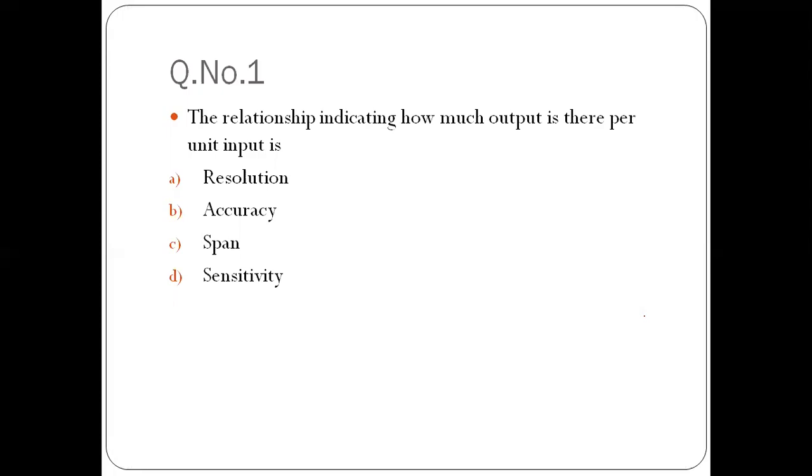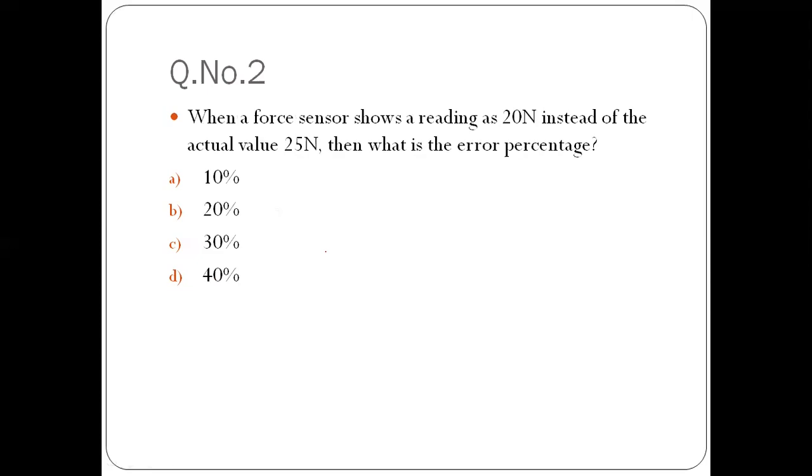Accuracy is nothing but the degree of closeness of the measured value to the actual value. Span is the difference between maximum and minimum input value. Whereas sensitivity is the change in output per unit change in input. So that is nothing but the relationship indicating how much output is there per unit input. So the correct answer is option D, sensitivity.